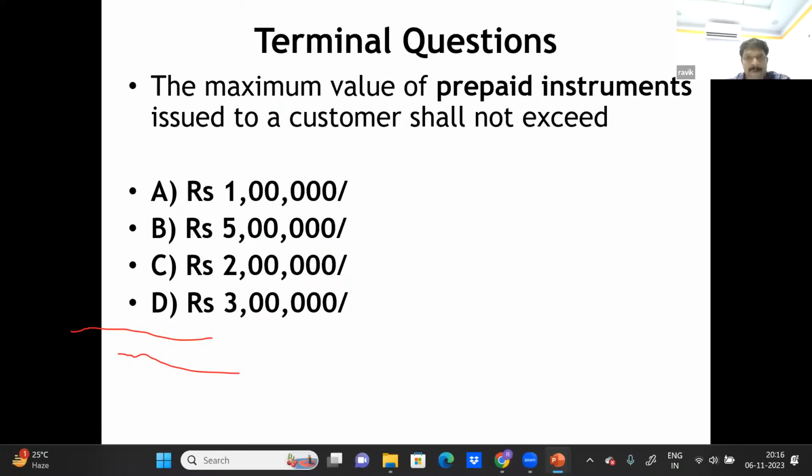Terminal question. The maximum value of prepaid instrument issued to a customer shall not exceed what? How much amount of prepaid instrument can we issue? Gift card, 10,000 rupees. It is also a prepaid instrument, but maximum for all prepaid cards, the Reserve Bank told very clearly, the maximum amount can be, everybody will give the correct answer, I know. Yes, it is 2 lakhs.